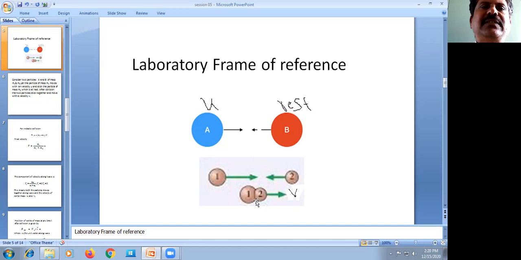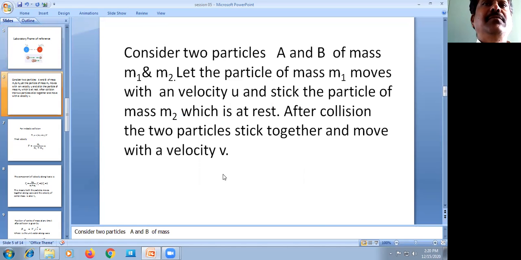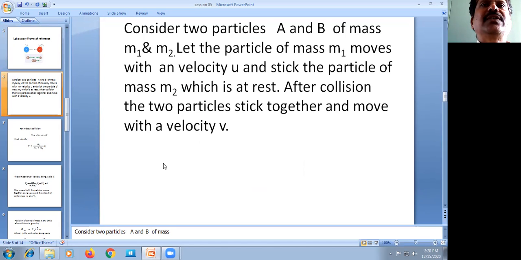But here they collide and stick together and move as a single mass with a single velocity v. So that is the explanation of the figure. Whatever I have mentioned in the picture, the same thing I have written here. Two particles A and B of mass m1 and m2. Let the particle of mass m1 move with velocity u and strike the particle of mass m2, which is at rest. After collision, those two particles stick together and move with velocity v.